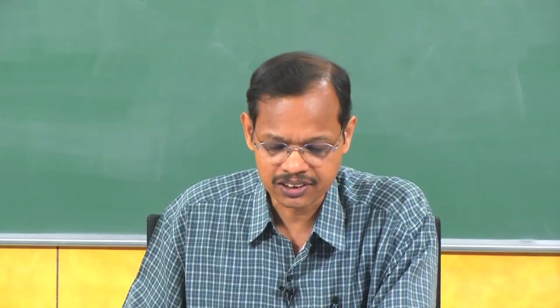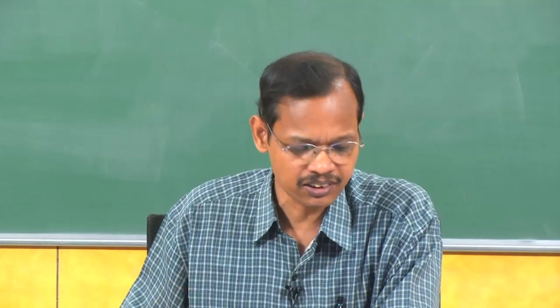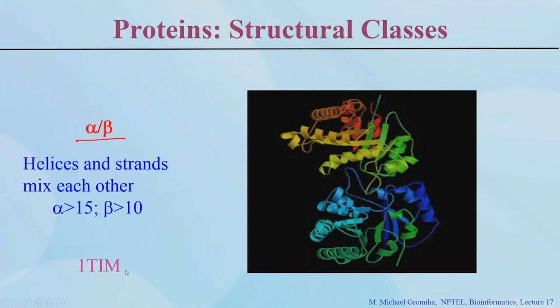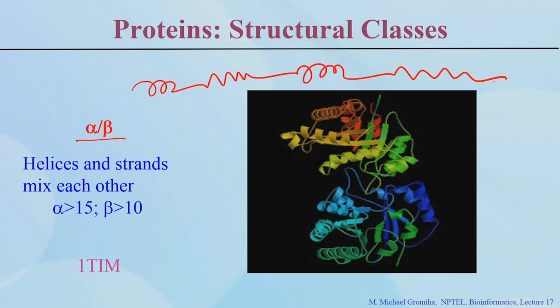So, these helices and strands are mixed with each other. For example, this one, the TIM barrel, contains 8 alpha helices and 8 beta strands. So, you can see alpha helix, beta strand, alpha helix, beta strand and so on. You can see these structures in the TIM barrel proteins.